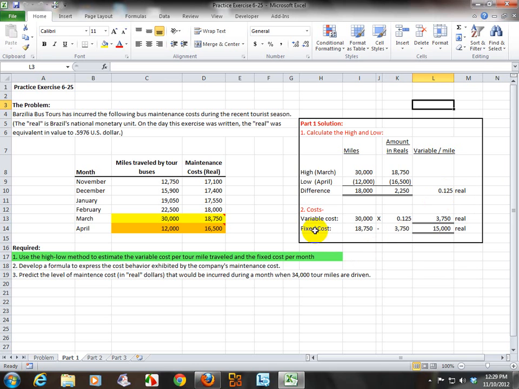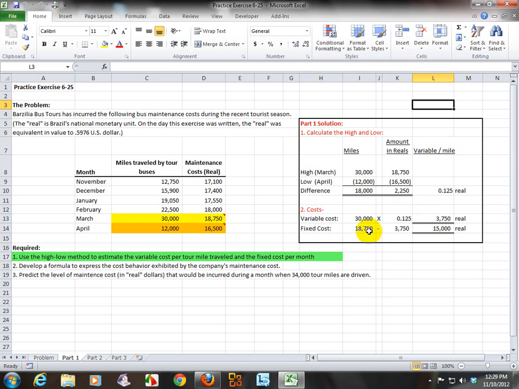Now, to use that variable rate and calculate what the cost is, we can use either the high month or the low month. It will work on either one. But if we use the high month, we have 30,000 miles, and we multiply that times our variable rate of 0.125 real, and that gives us 3,750 real for the variable cost for our highest month. To calculate the fixed cost, we just subtract those variable costs from the total costs.